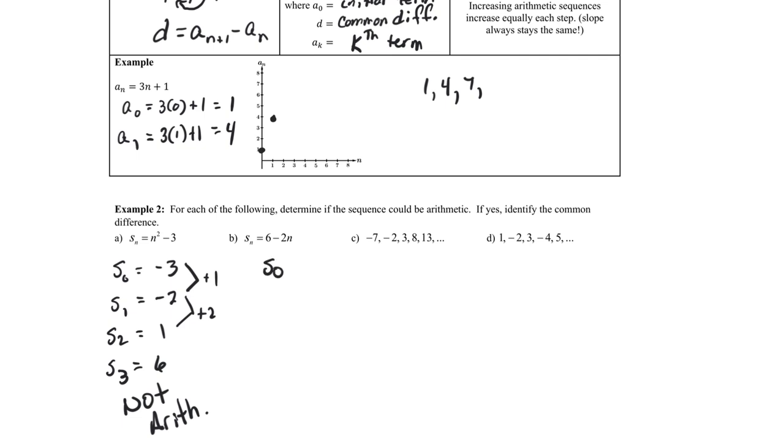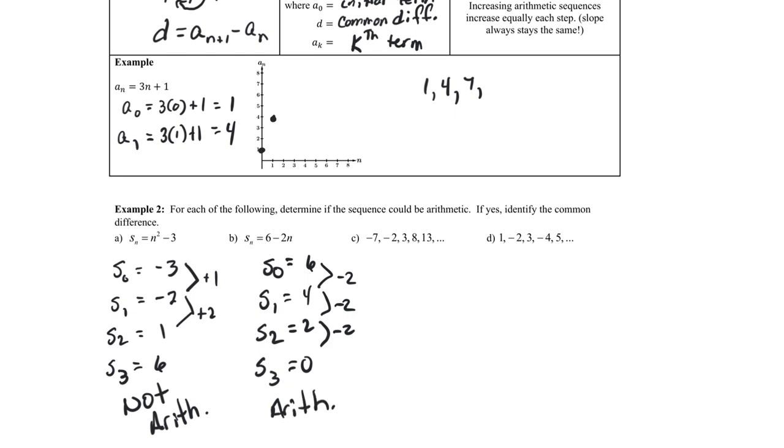S sub 0, put it in, you get 6. S sub 1, you get 4. S sub 2, you get 2. S sub 3, you get 0. Let's see what we got. -2, -2, -2. This one is arithmetic.